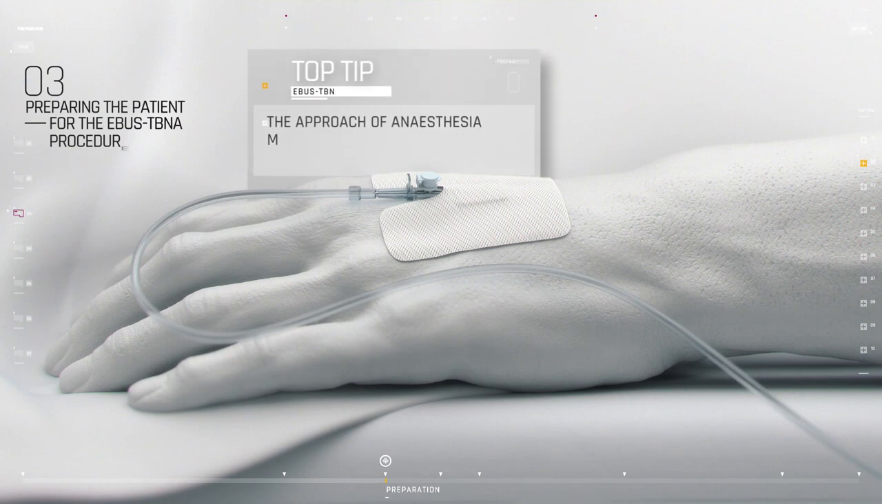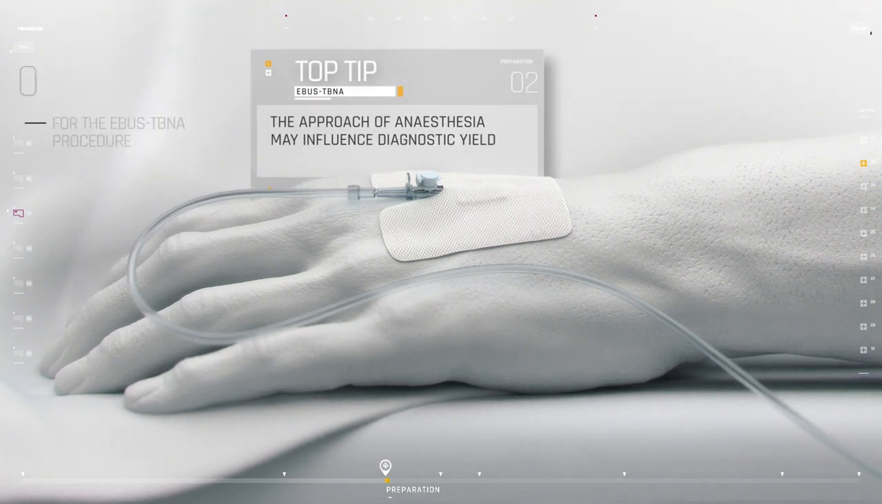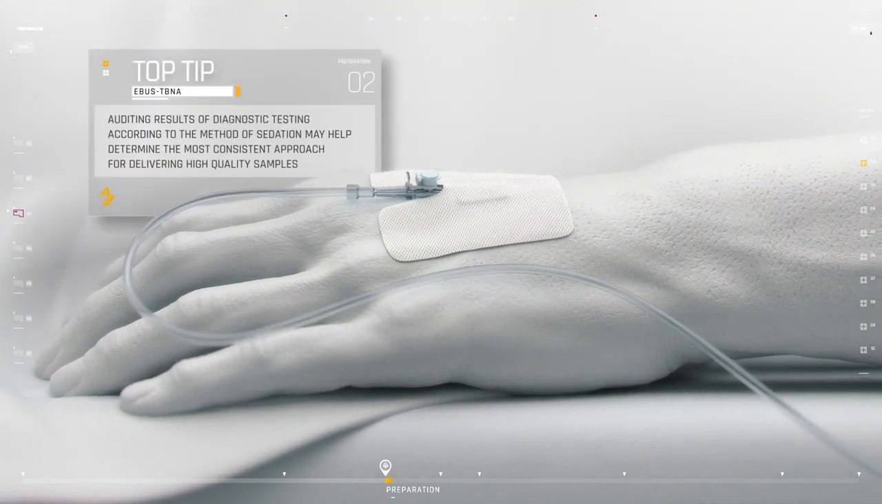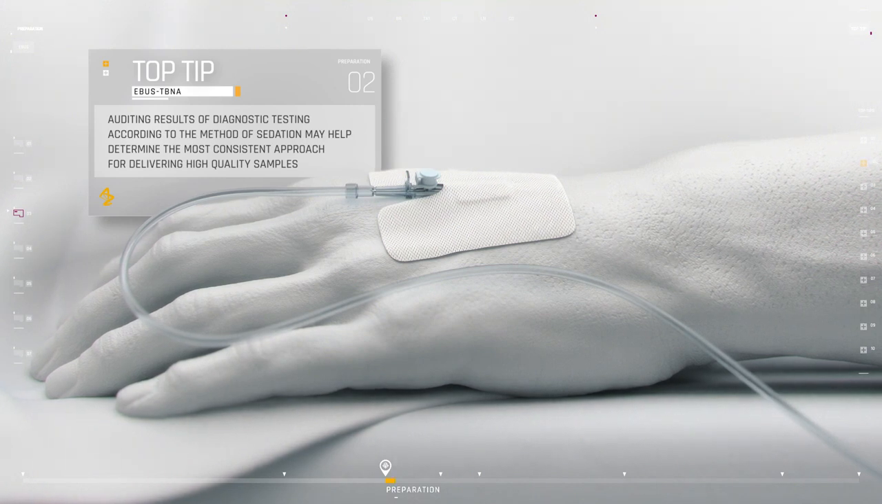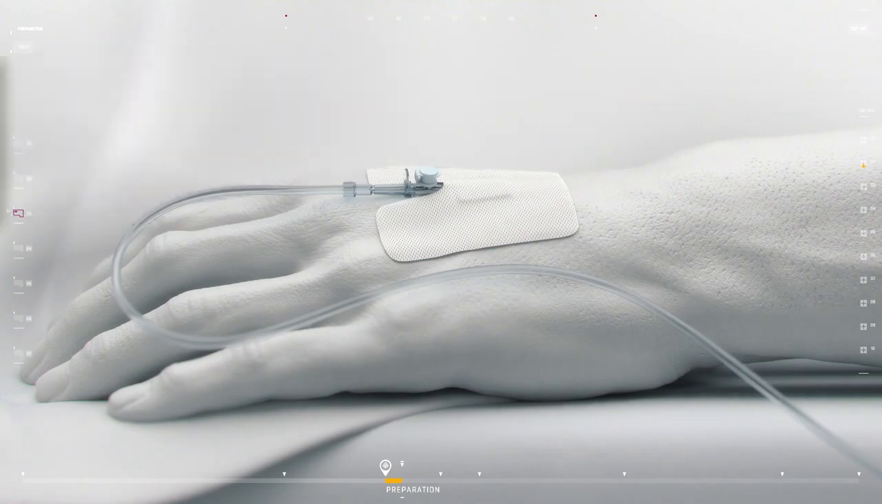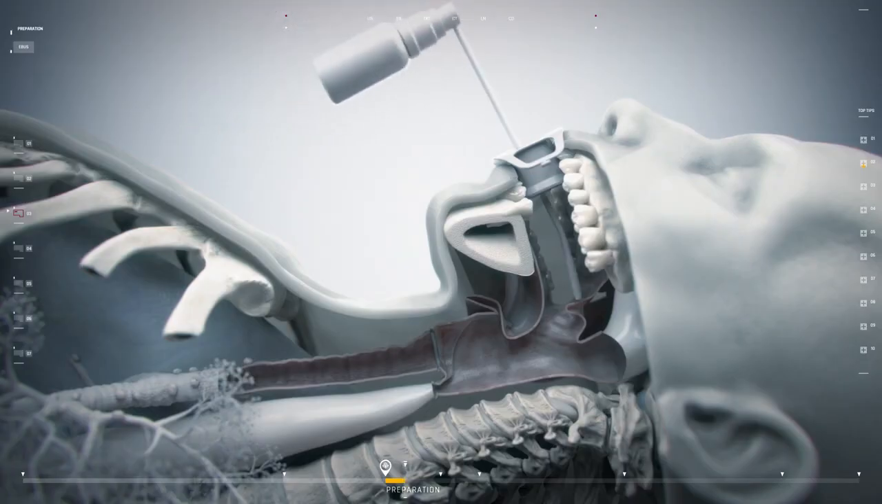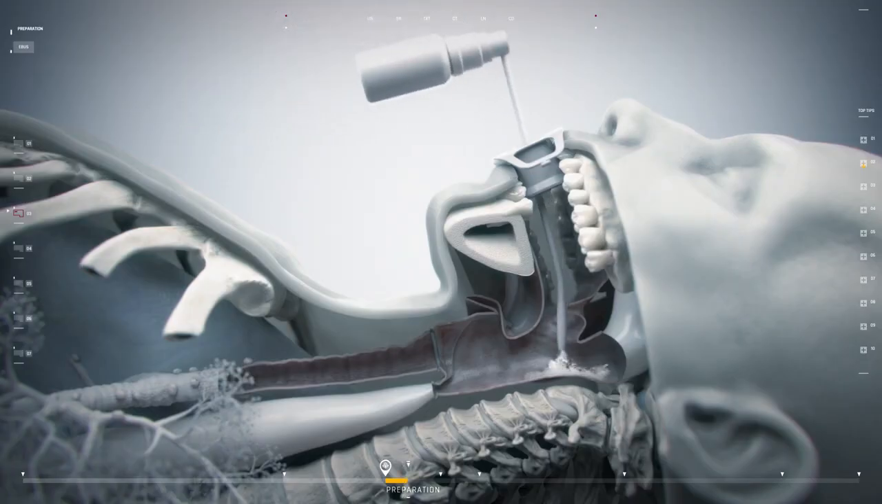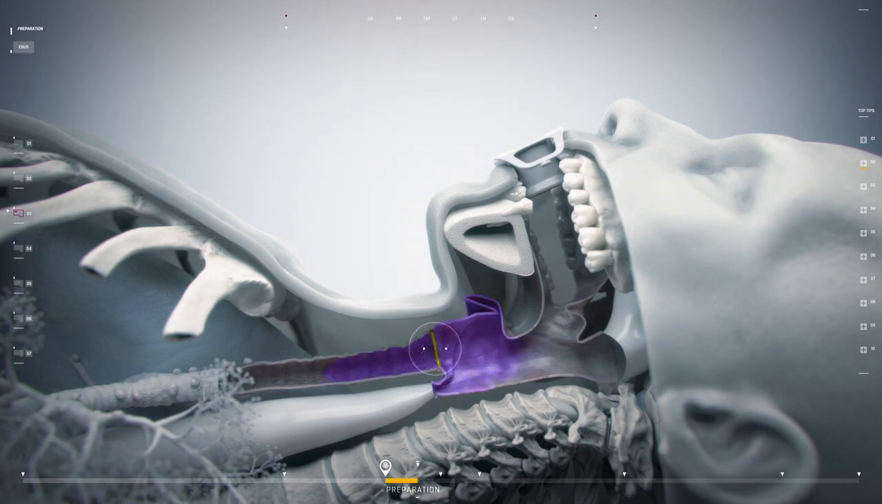The EBUS procedure may be performed under conscious sedation, deep sedation with anesthetic support, or general anesthesia, depending on the anticipated length of the procedure and local practices. Local anesthetic is administered to minimize coughing and discomfort. Specific attention should be placed on ensuring adequate anesthesia of the vocal cords and airways, which can be achieved by spraying local anesthetic down the working channel of the bronchoscope.